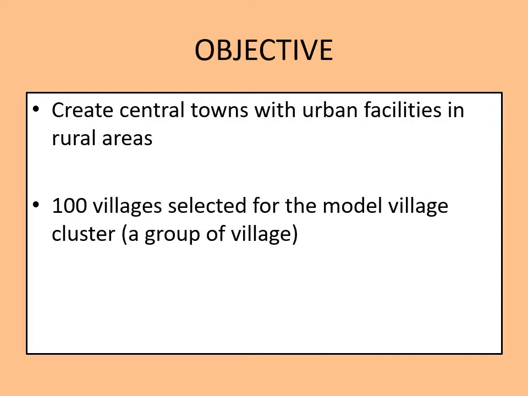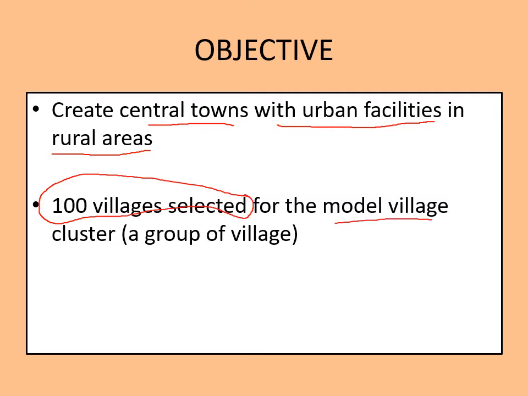The basic objective of model village cluster is to create a central town with all urban facilities within the rural environment. For that purpose, a few villages, and here the number is fixed, that is 100 villages, are selected to create a model village. Here the model village is a group of villages, a clustering of villages. Here the number of villages is fixed, that is 100.